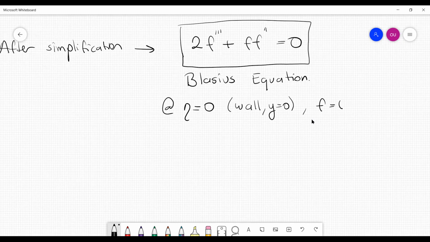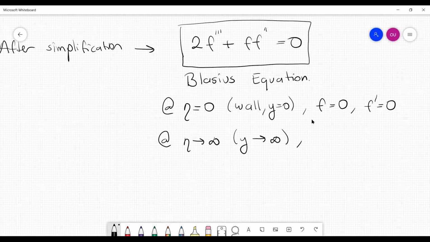We have f equal to 0 and f prime equal to 0. Also, as eta goes to infinity, y will also go to infinity, and f prime therefore will be equal to 1, because f prime is equal to u over u infinity. Don't forget that, u over u infinity. So u, at the edge of the boundary layer, will reach u infinity, or the u edge condition, but for a flat plate, u edge and u infinity are equal to each other. So f prime will automatically go to 1.